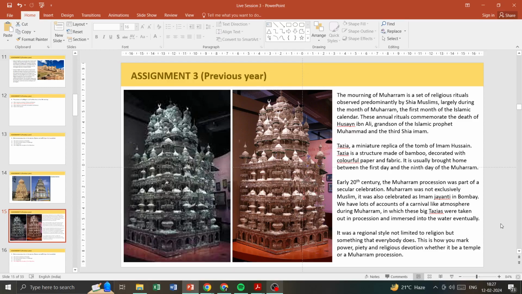In the early 20th century, the Muharram procession in the Deccan part of India was part of a secular celebration. Muharram was not exclusively Muslim, it was also celebrated as Imam Jayanti in Bombay. And there are a lot of accounts of a carnival-like atmosphere during Muharram in which these big taziyas were taken out in procession and immersed into the water eventually. It was a regional style, not limited to religion.